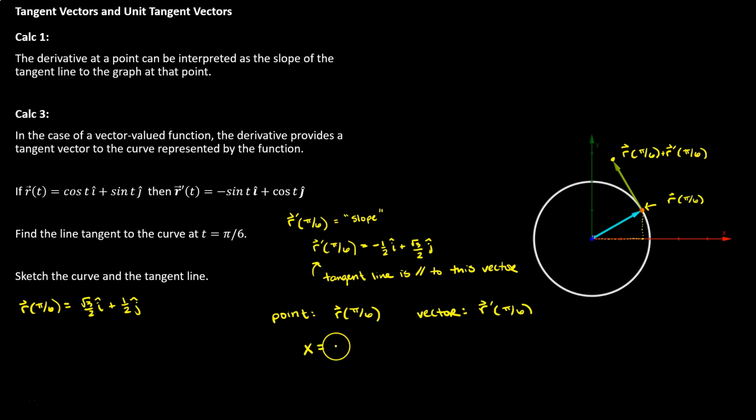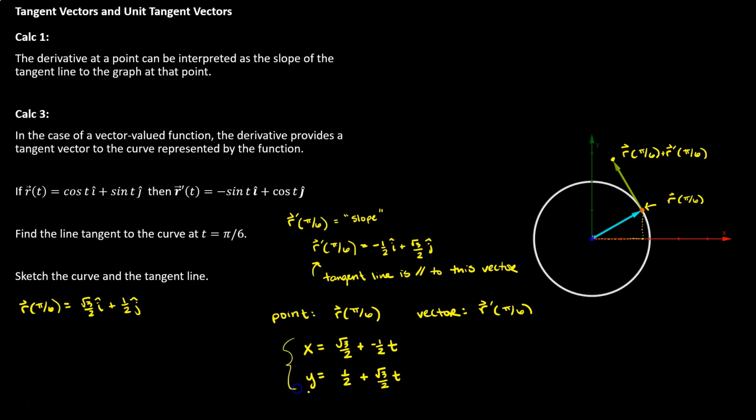So for the x equation of our parametric equations of the line, I would have root 3 over 2 plus t times the x component from the derivative vector. So plus negative 1/2 t, and then y would look like 1/2, the value of the coefficient in front of the j hat vector for r at pi over 6, plus t times the j component from the tangent vector. It would be plus root 3 over 2 t.